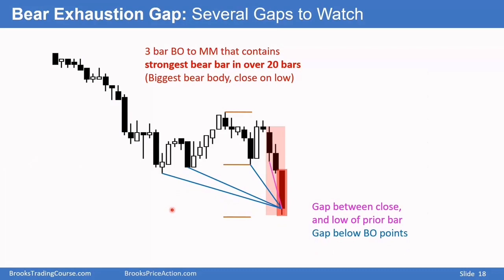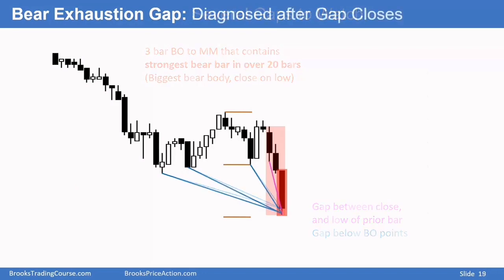Lots of ways to draw the gap between the close of this bar and the close of the prior bar or any prior bar. This close and this breakout point, this is a breakout, so this is, for me, the most important gap. If it gets above this breakout point, then I would say this series of bear bars is an exhaustion gap. Breakout point here, breakout point here.